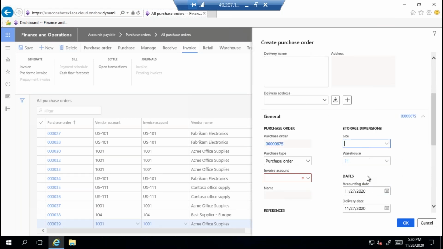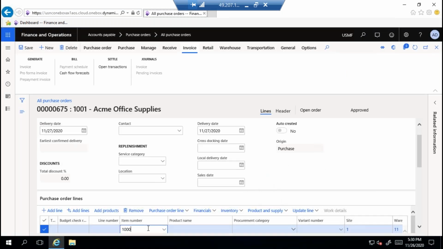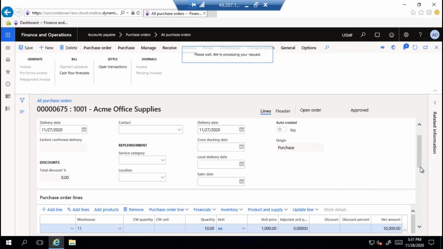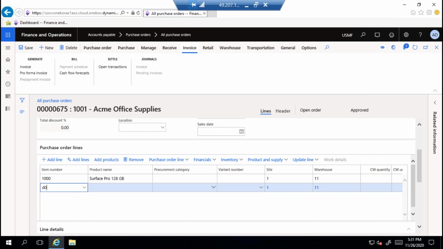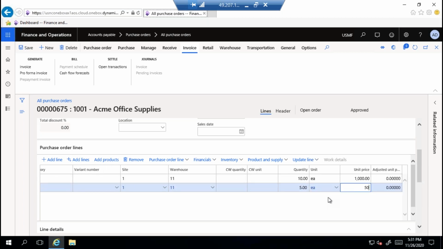I'm selecting the site and warehouse, click OK. So I'm selecting item 1000, the first item, 10 quantity. The purchase price I will take as 1000. Next, another item I'm taking, suppose D001, any item is fine, no issues. 5 quantity, suppose this is 5000. Now if you verify the totals, it is 35,000.